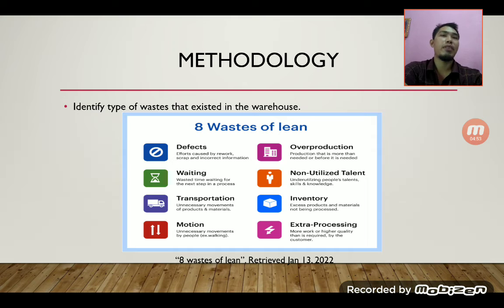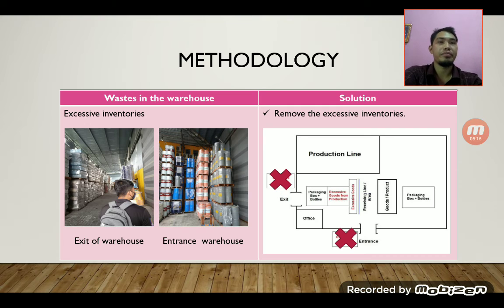Lastly is identifying the types of waste existing in the warehouse. The figure shows the definition of the types of waste that exist in the warehouse, which are defects, waiting, transportation, motion, overproduction, non-utilized talent, inventory, and extra processing.